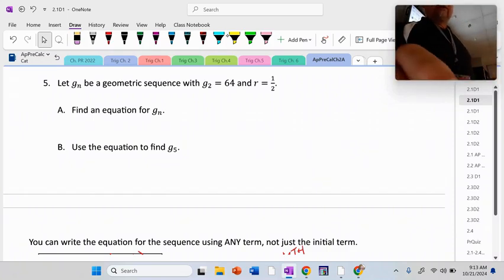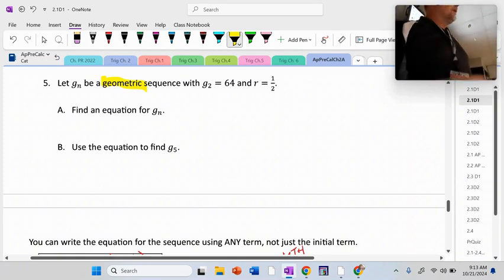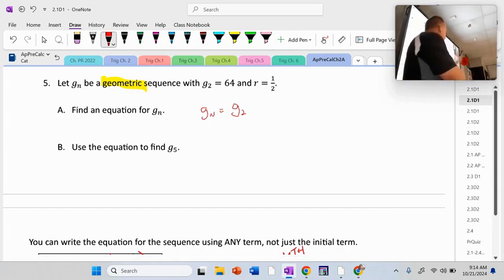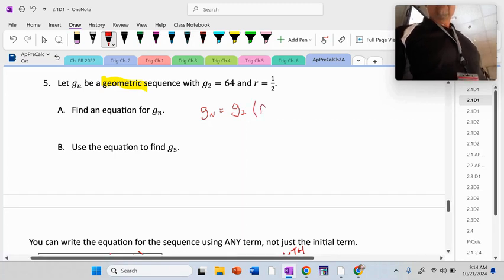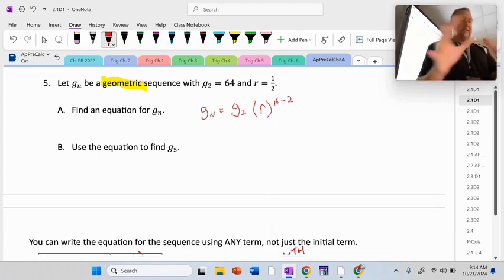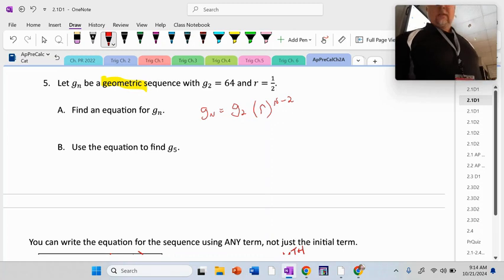Okay, but let the sequence be geometric. Stop. Right away, that means I have G of n equals some term. You know what? We're going to do that thing that I just did up there. We're going to start the sequence at G sub 2, because that's what's given up there, times some r, but now it's going to be to the n minus 2, because I'm starting with the second term in the sequence. And then hopefully this is the easiest, best way to kind of handle this stuff.